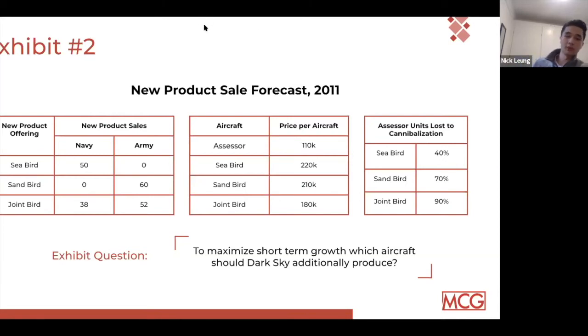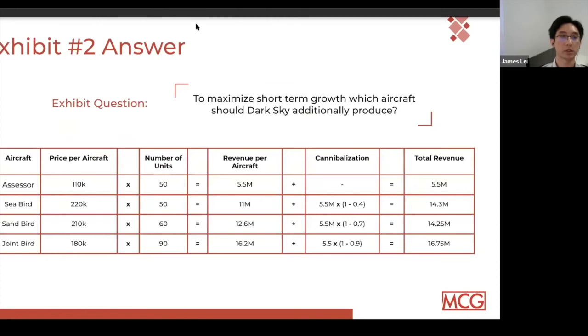But perfect. So could you tell me, based on this exhibit, to maximize short-term growth, which aircraft should Dark Sky additionally produce? Sure. My approach to figuring out what aircraft Dark Sky should pursue, based on having a projected number of units that could be sold as well as a projected price figure, would be to calculate the total revenue potential for each of the launches. So for example, if we had stuck with the Assessor, given that we're likely still going to sell 50 units, and that we're now charging a price of 110,000, pursuing this venture would have a potential revenue of 5.5 million.